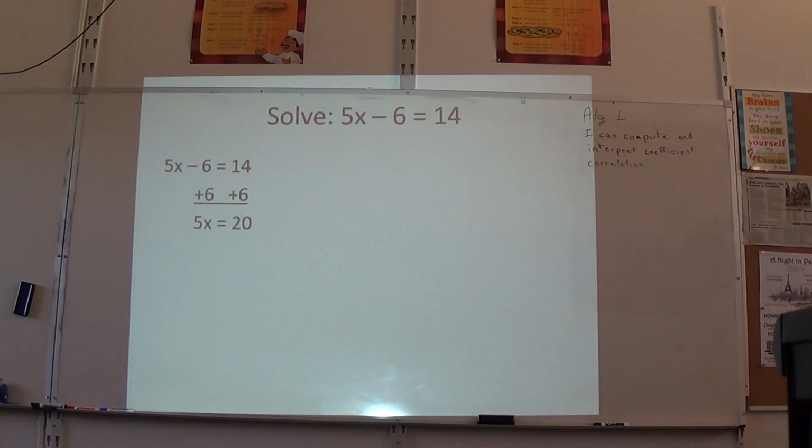So, our next step, Eddie? Donovan? Divide both sides by 5. Okay? That way we get x equals 4.